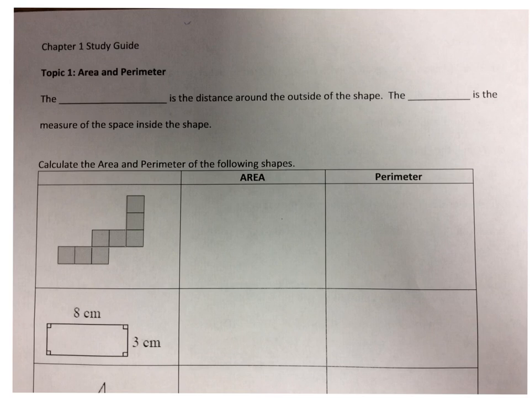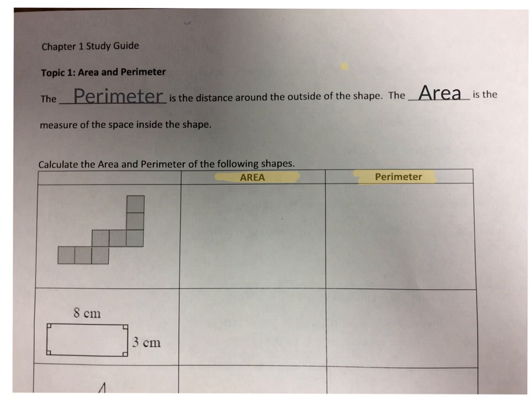The first part says, the blank is the distance around the outside of a shape. The blank is the measure of the space inside the shape. This one's pretty self-explanatory, I hope, because right here are the words area and perimeter. So which one goes where? Pause the video and see if you can fill them in. Okay, this is how you should have filled them in. The perimeter is the distance around the outside of the shape. The area is the measure of the space inside the shape.